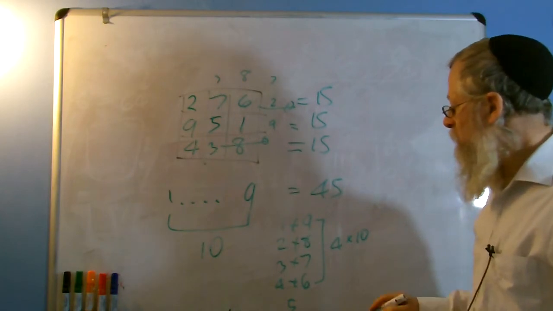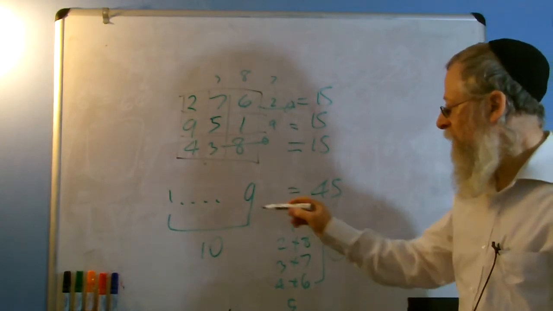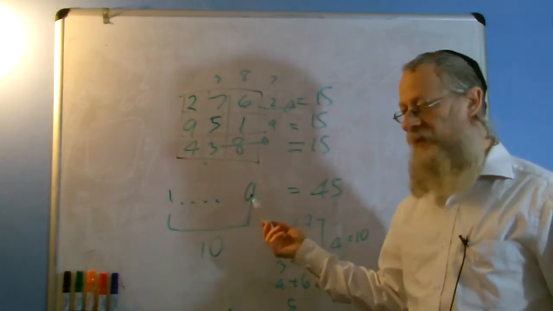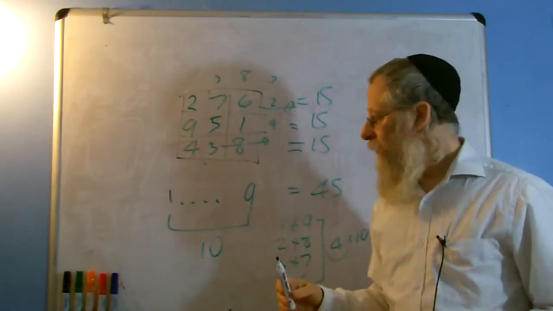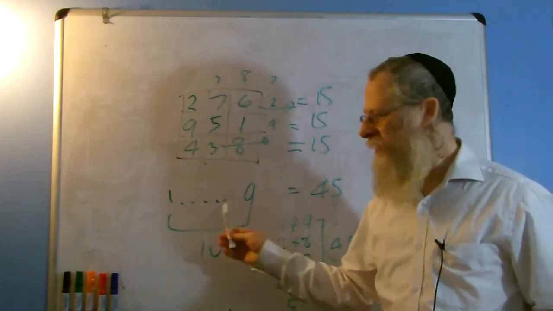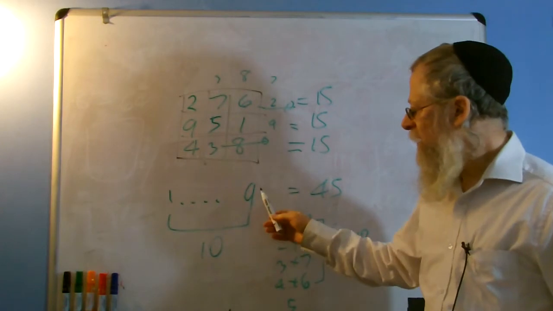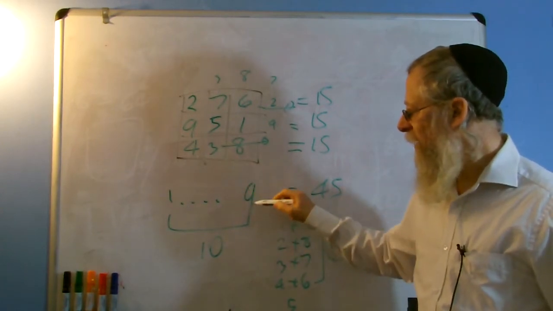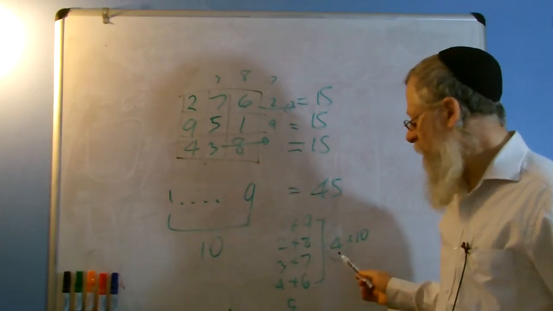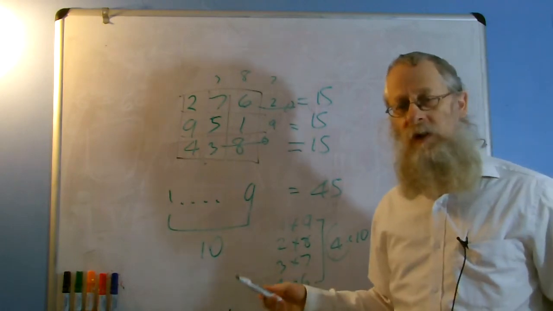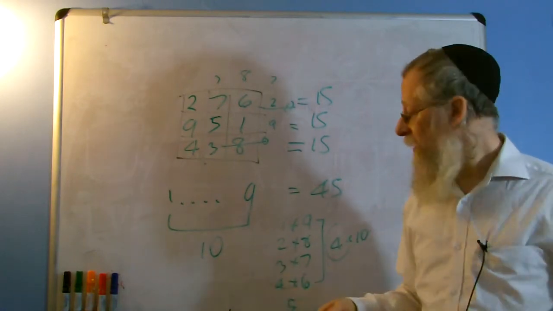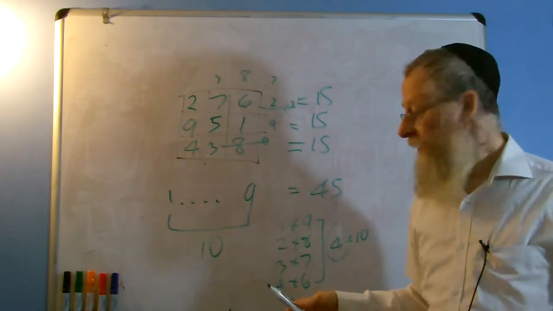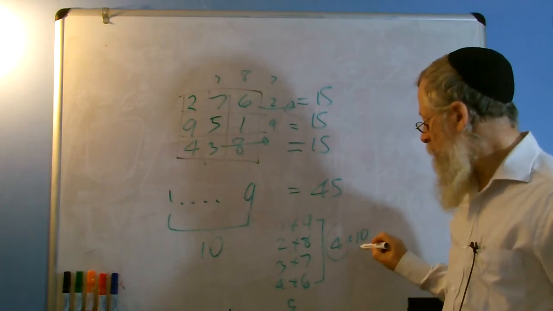So how do I get 4? I look at 1 to 9, and I say, what's the middle number? Well, it's 4.5, so I have to go down to 4. In other words, I take 1 away from the number 9, and I get 8, and half of that is 4. If it's 21, I take 1 away from 21, I get 20, and half of that will be 10. And that's my multiplier.